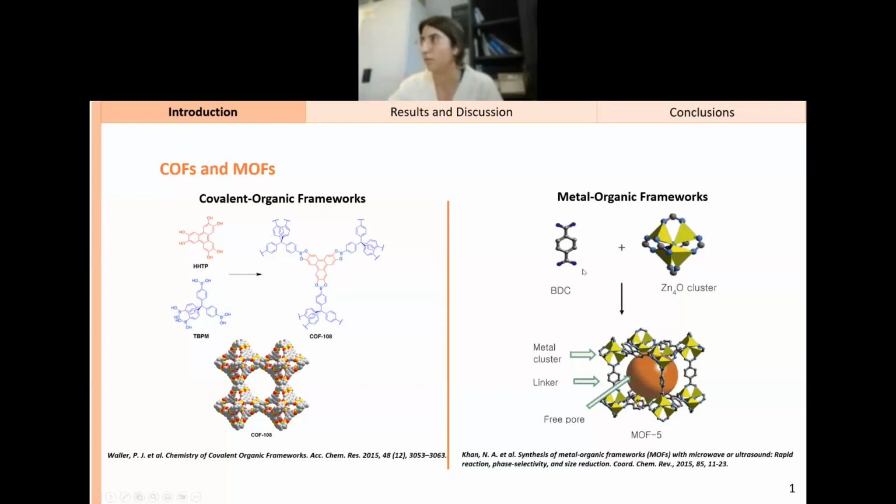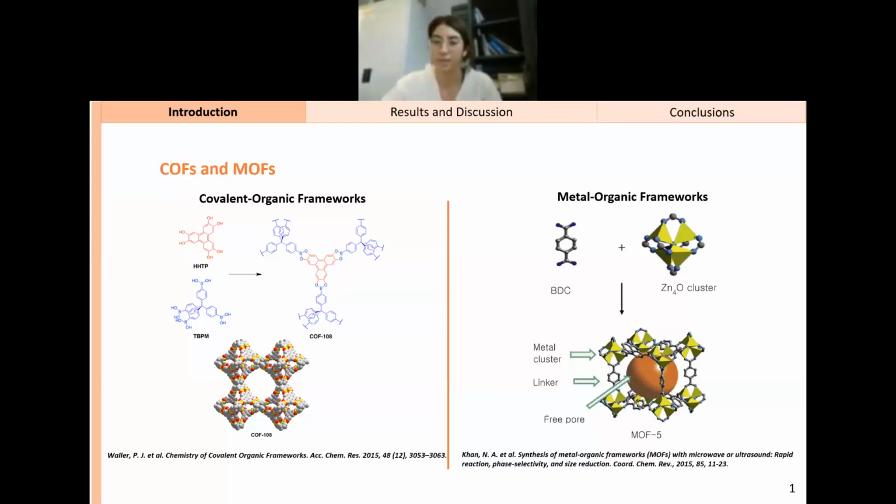The characteristics of these materials are the same. They have to be crystalline and have this kind of porosity. The applications of these COFs and MOFs are in many fields. You can find them in catalysis, in gas sorption processes, gas separation processes, and also in biomedical fields. So they are pretty interesting materials.